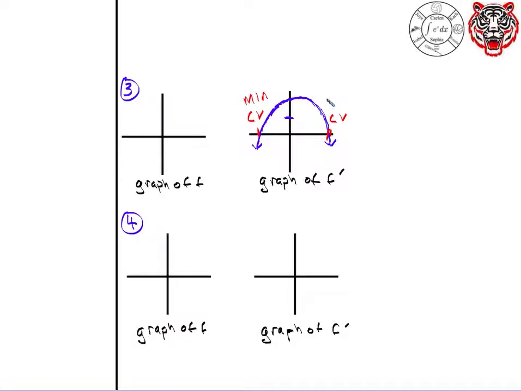So this is going to be the opposite. This is going to be a max. I'm going from a positive slope to a negative slope. So how do we represent that with the graph of f? How do I have a minimum over here and a maximum over here?